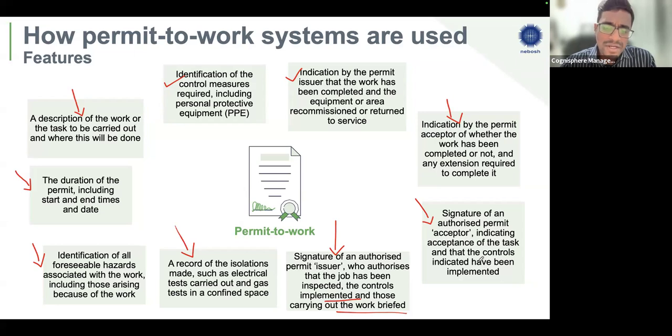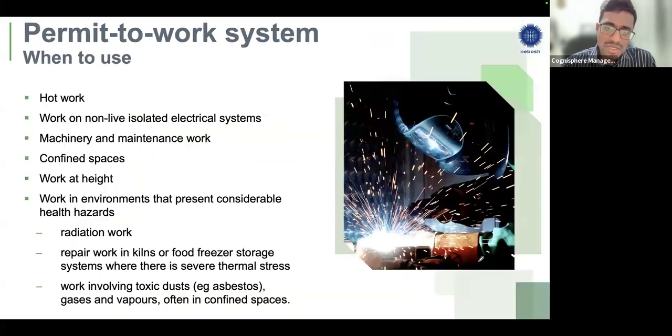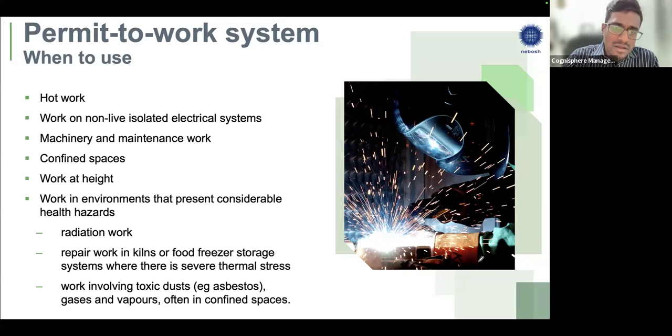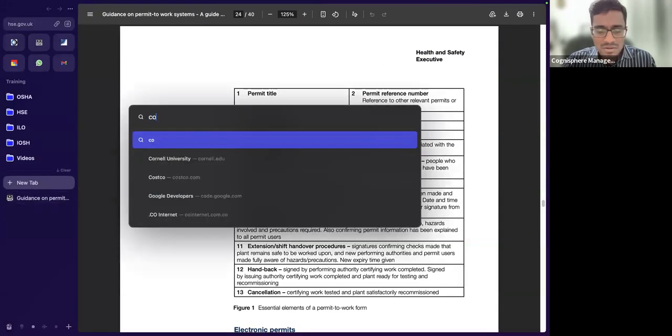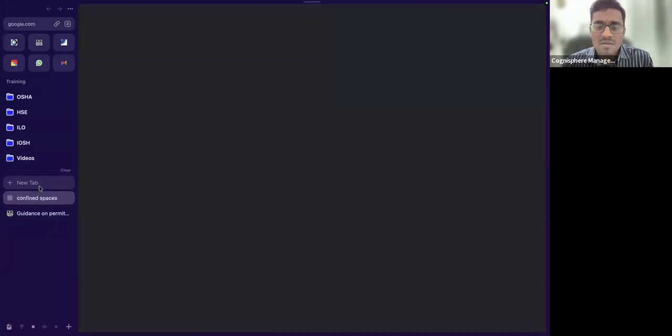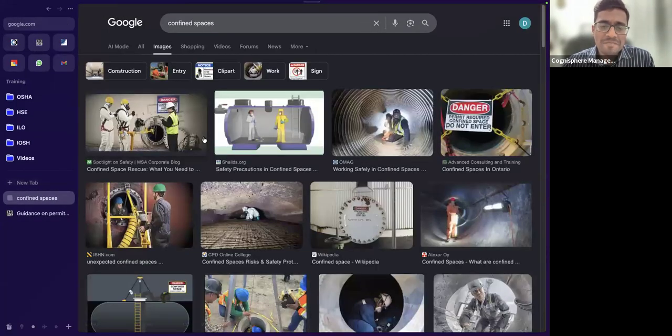So here a careful, step-by-step procedure is followed to ensure the high risk associated with this job activity is done safely. So when to use it: hot work like welding and grinding, working on non-live isolated electrical systems or machinery, maintenance work, so non-production work, and confined spaces. We will learn what a confined space is in element number 8. For now, I will show you pictures and why it is a high risk.